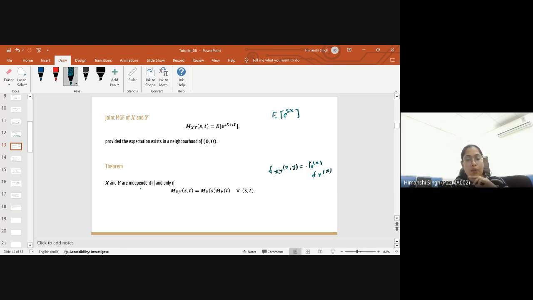To prove independence, we have the condition that the joint PDF should be equal to the product of the marginals. Apart from this, we can also use this condition in order to prove the independence of two random variables.